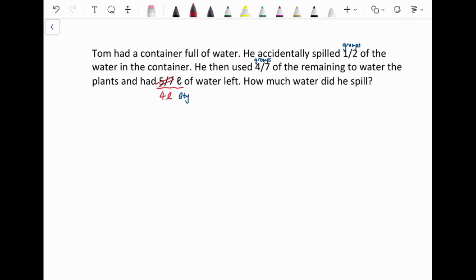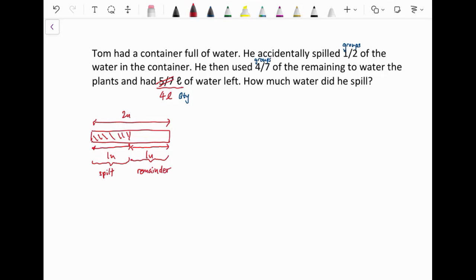I'll solve this using the model method. You can also solve this using the branching method, but I won't demonstrate that here. Tom spilled half of the water in a container, so we can represent this with a model like so. He has 2 units in total and spills 1 unit. He then used 4/7 of the remaining water, so we can divide the remaining into 7 parts and shade 4.